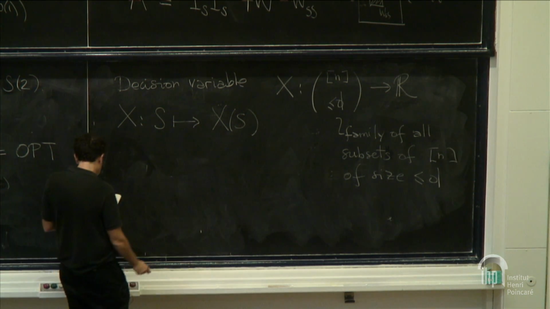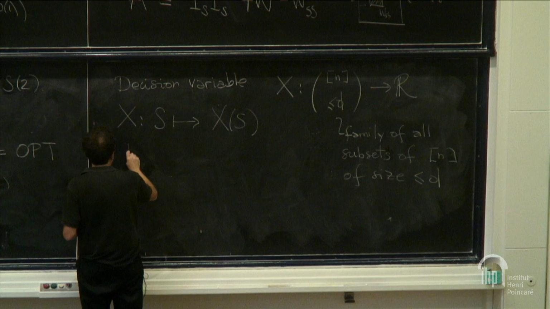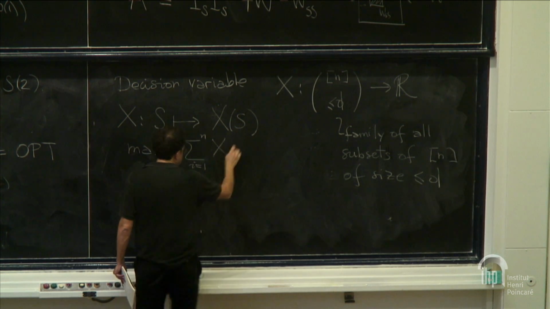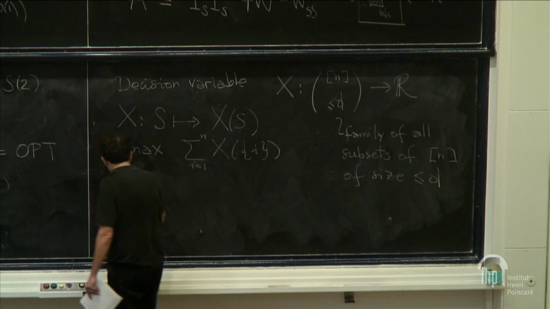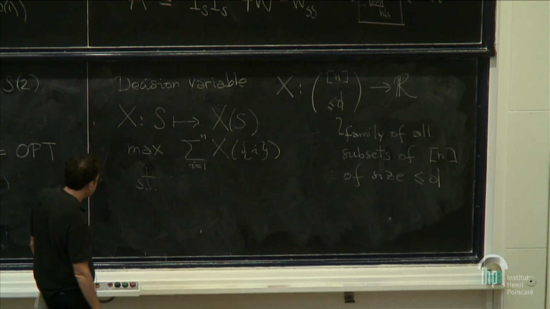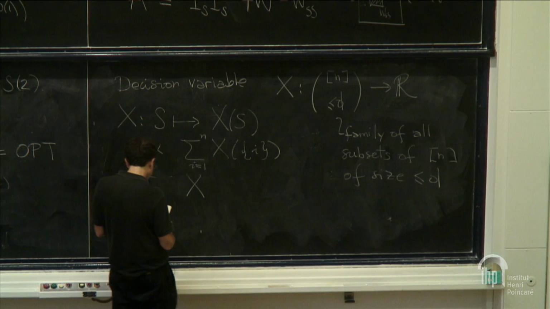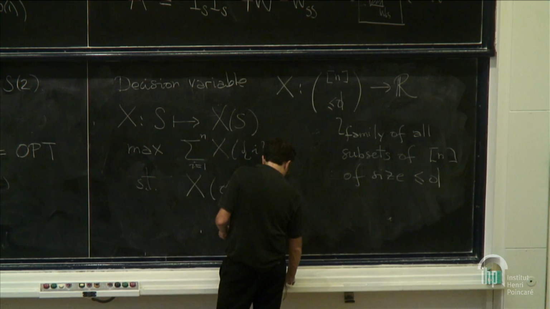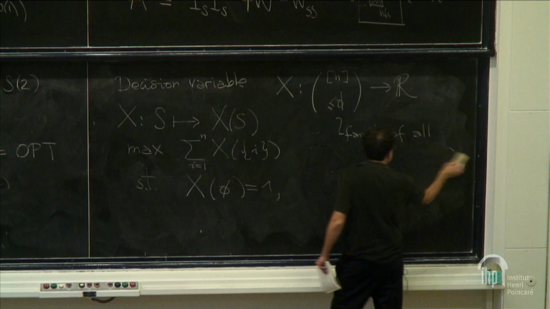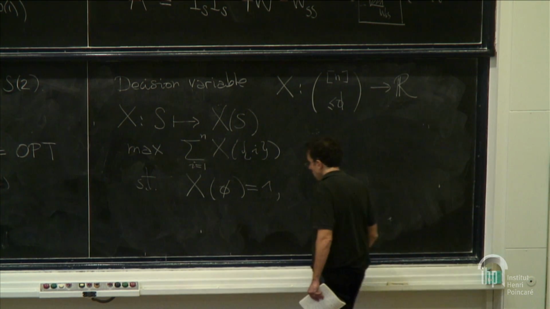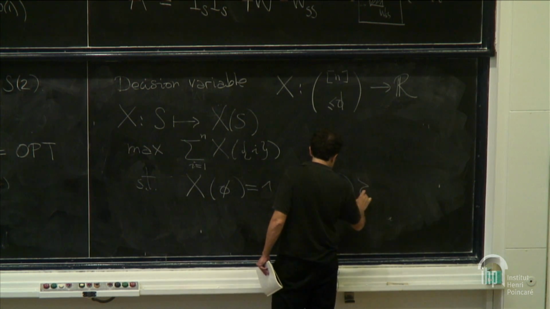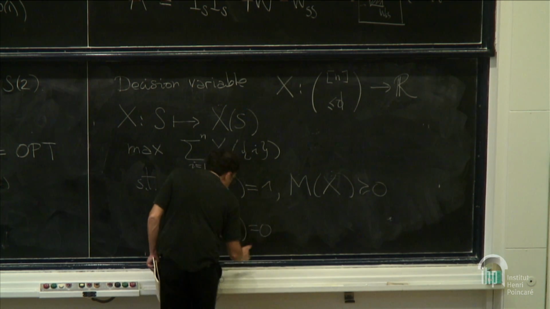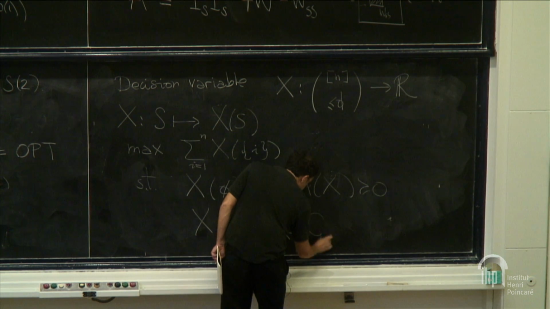And what is the optimization problem? Let me write it. It will be the following. You maximize the sum over i from 1 to n of x applied to i, subject to the following constraints. x of the empty set is 1, and then, let me write it and then explain it, M of x is PSD, and x of S equals 0 every time S is not a clique.